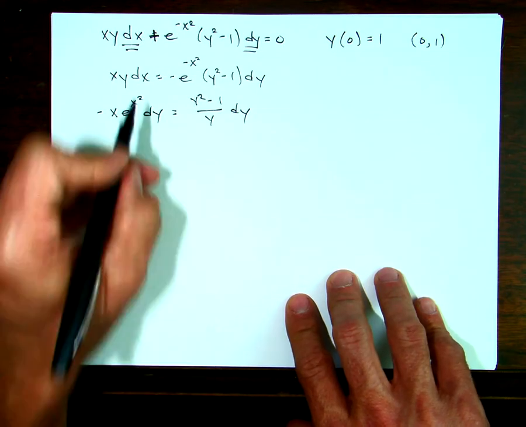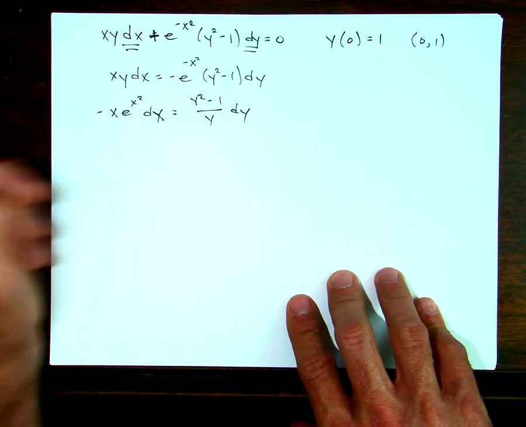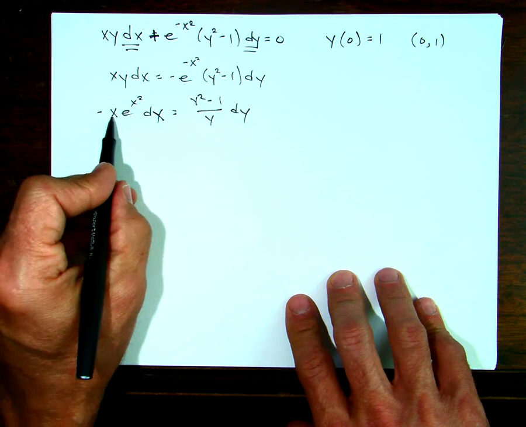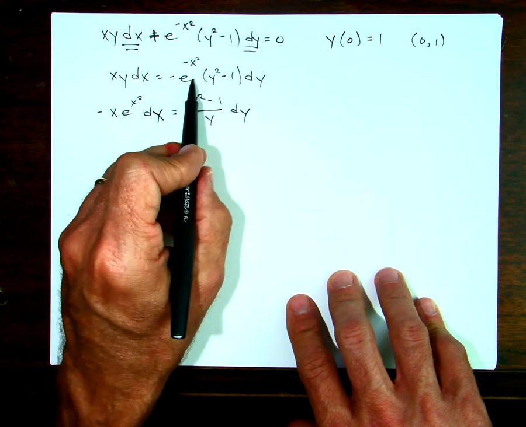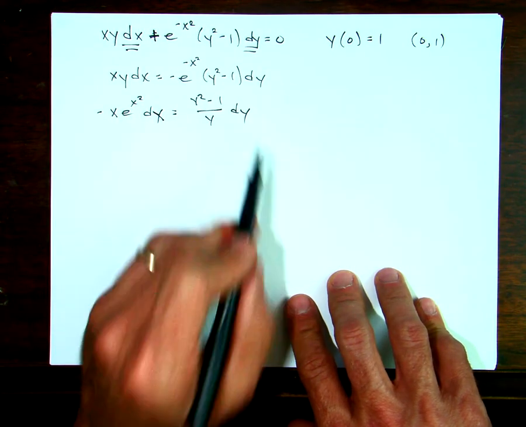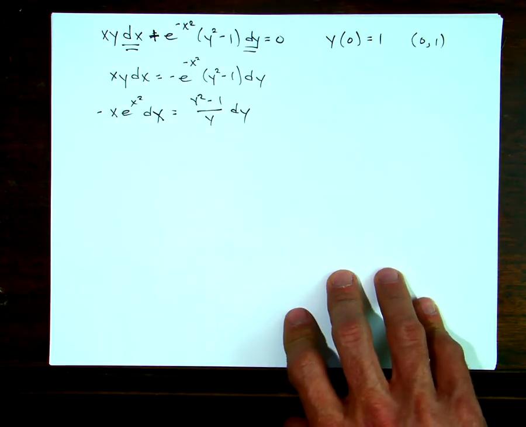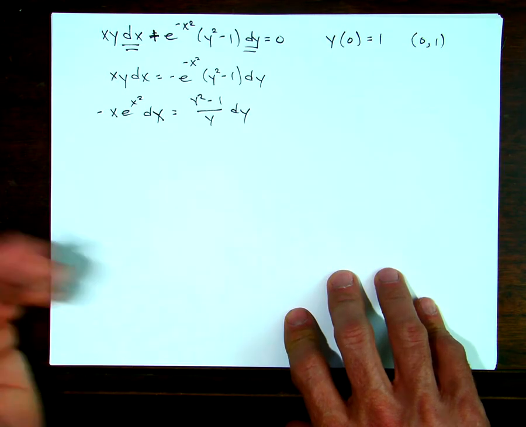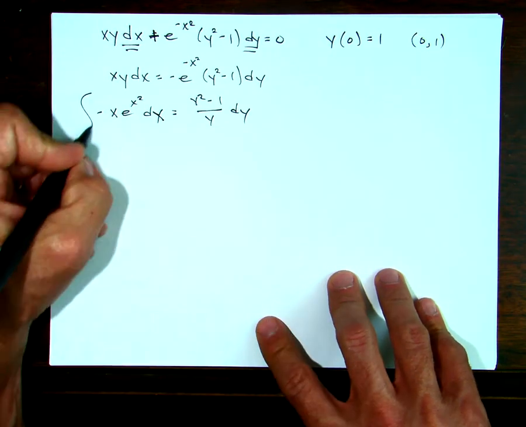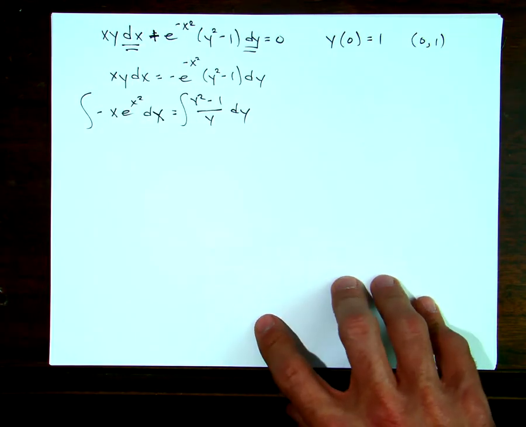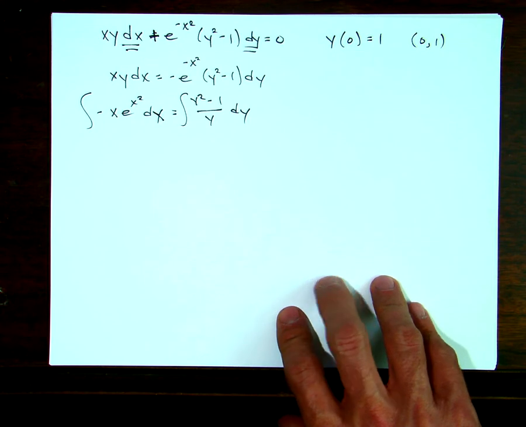Whoops, so that's supposed to be a dx. That's why I'm doing this whole thing, to get all my x's and dx's on one side, and then I get all my y's and dy's on the other side. Hence the name, separation of variables. All right, so now what I need to do is integrate. The integration here is a little bit more complex than what we've done in the previous examples.